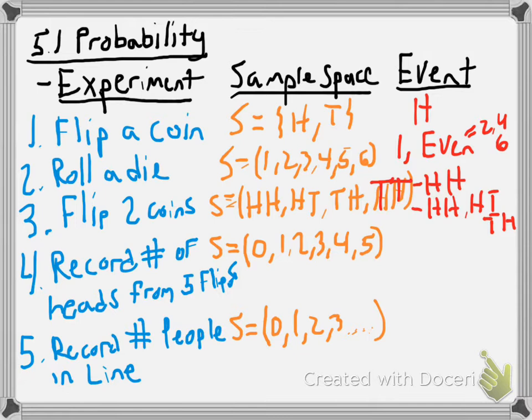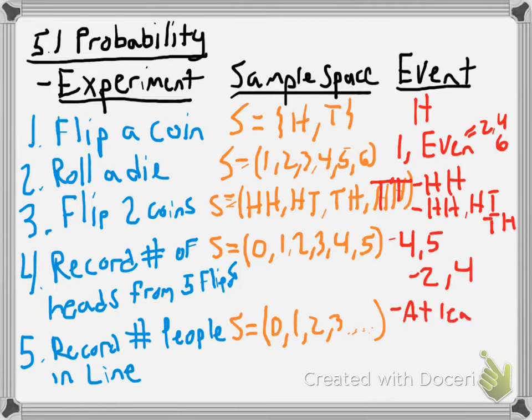And then let's see here. Sample space: record the number of heads from 5 flips. Sometimes we say, well, let's say we want 4 or 5 heads. That's an event, 4 or 5. Or we want an even number of heads. So that is 2 or 4, a different event. And then the last one says record the number of people in line. Well, here's an event: at least one.